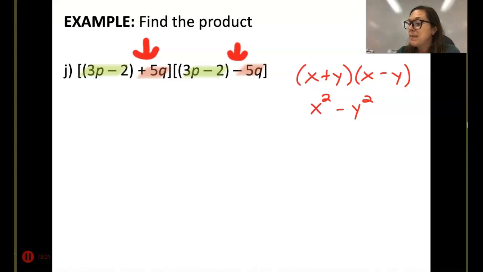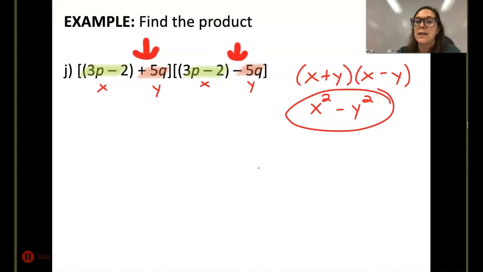So technically my green is my x, right? And my red is my y. So if I use this thought process and square my green and then square my red highlighted part and then simplify, that should get me to my right answer. So let's see what that looks like. Squaring the green part would be 3p minus 2 squared. And then it's always a minus. Squaring my red highlighted part would be 5q squared.